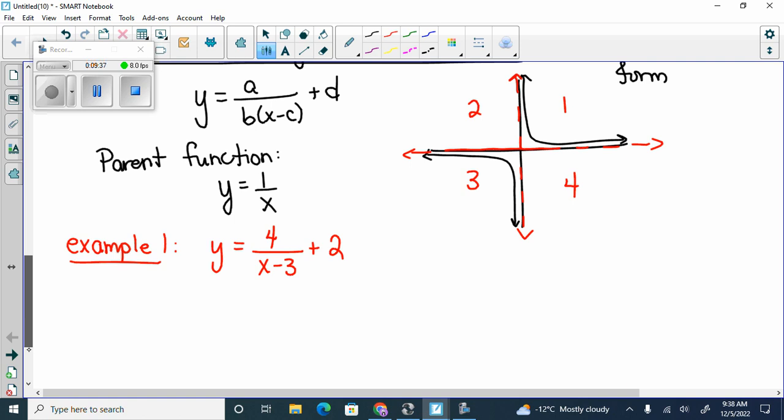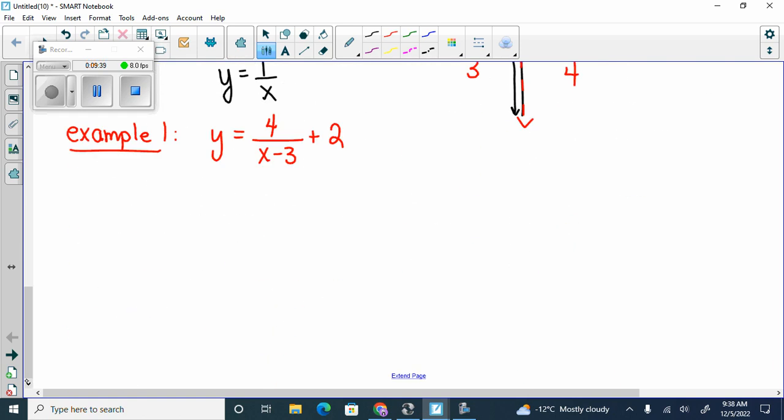So what would my vertical asymptote be at? So visualize, vertical asymptote. X equals 0, right? Yep. That's x equals 3. And x equals 3 still follows the same rule. It's still where your non-permissible values can't be, right? It's still your NPV. So that one doesn't change.